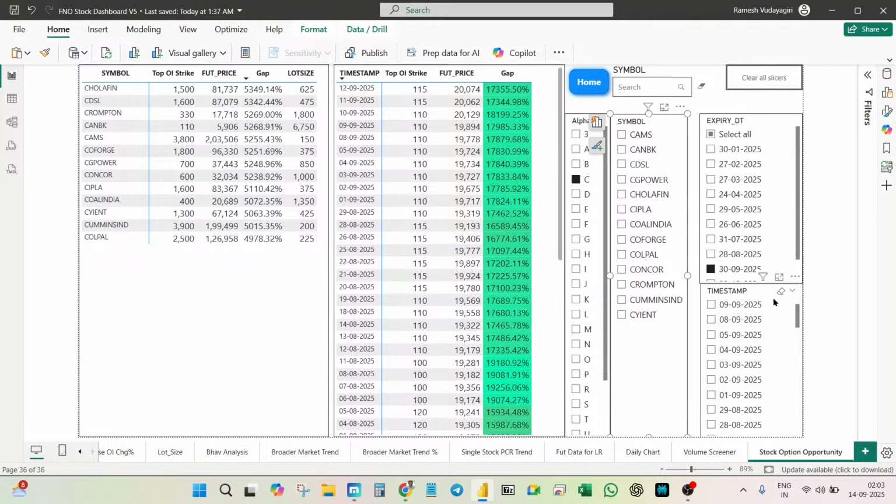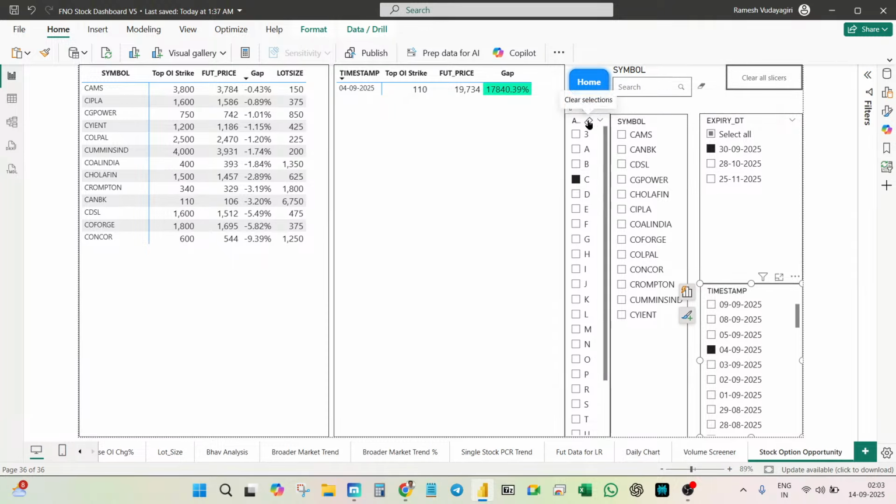Now here let me take another example. I will take 4th September here, and then remove the filter here.